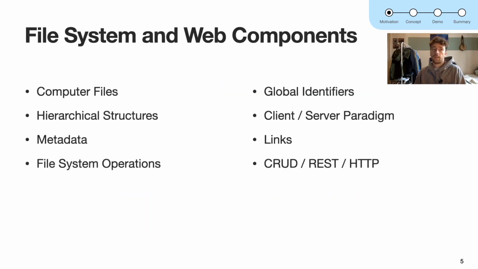To combine these concepts of the file system and the web and web resources, different components that both bring to the table have to be brought into line. On the one hand, we have computer files, hierarchical directory structures, metadata, and file system operations. On the other hand, global identifiers for resources, client-server paradigm, outgoing and ingoing links, and the HTTP operations that should be done RESTfully.